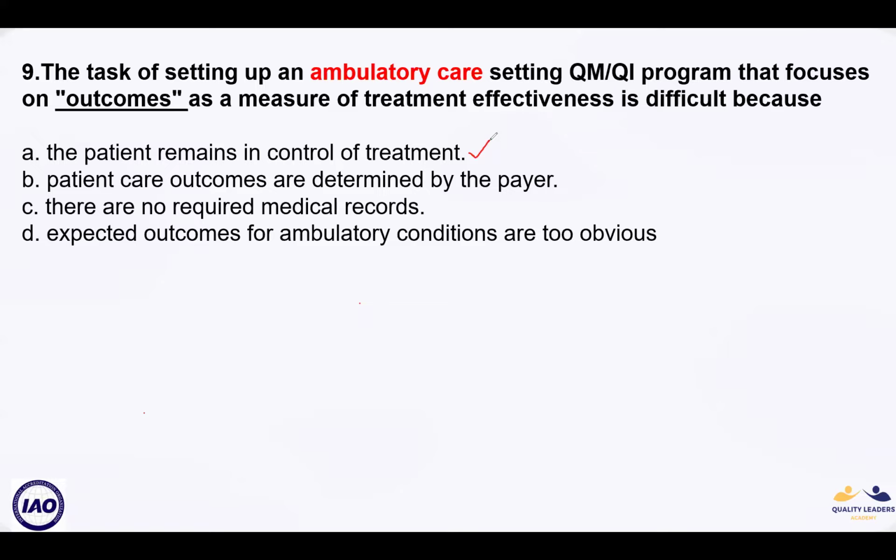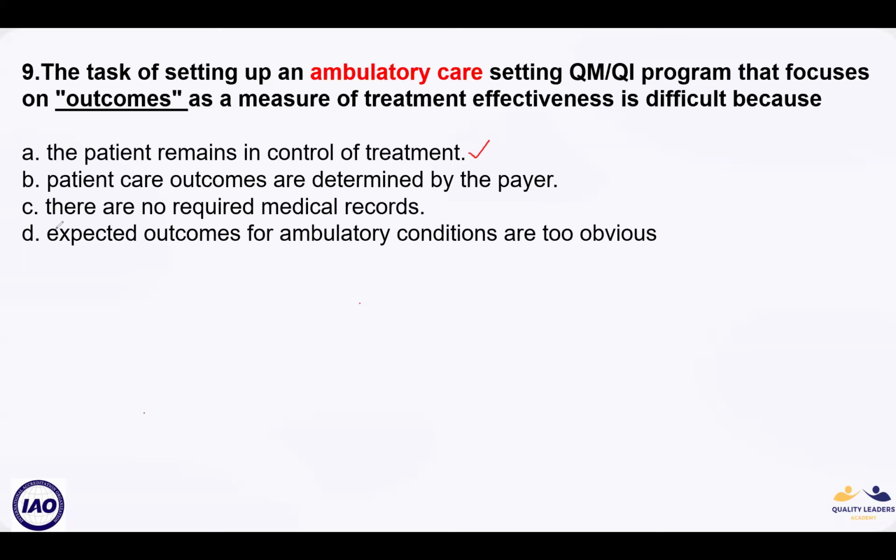Remember, when we are talking about ambulatory care, the patient comes in, gets treated, goes home, and we may never see them again until the next visit. What happens in between these two visits? The patient is in control of his treatment, right? So this is a possible answer.